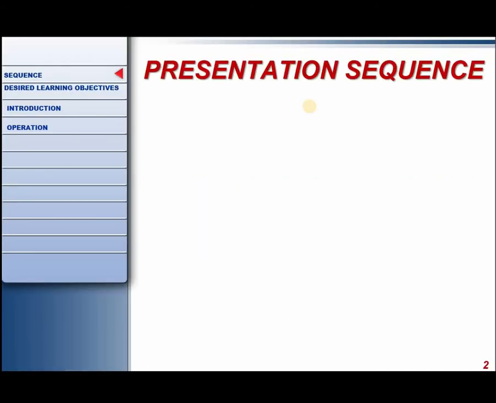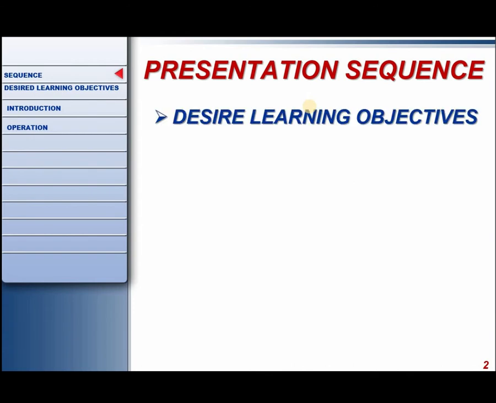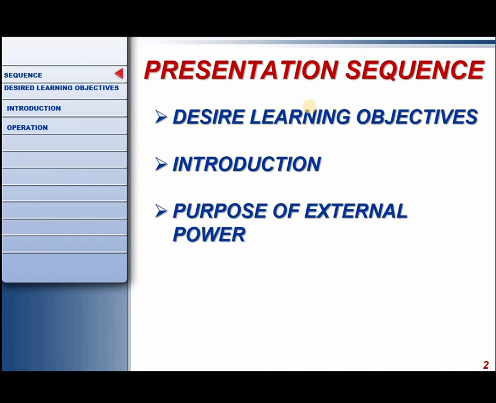Dear students, our presentation sequence will be like this. We will study the learning objective, that is, why we have to learn about external power connected to the aircraft. We will give you a brief introduction of external power, what external power related to the aircraft is, what its functions are and what its operations are. The purpose of external power will also be explained in this lecture, and the operation of the system, how the external power works, will be our last topic. So let's start.